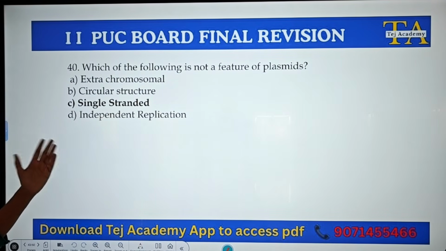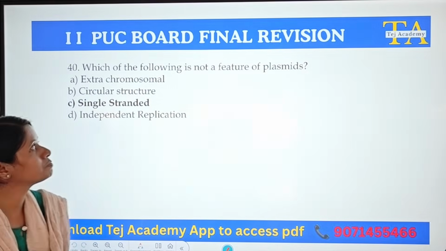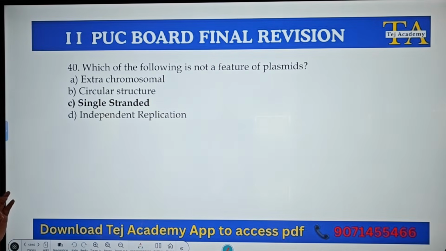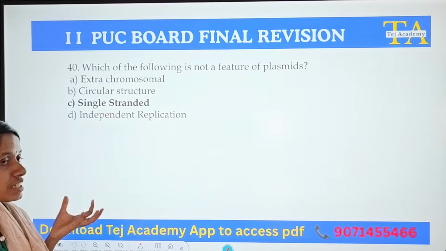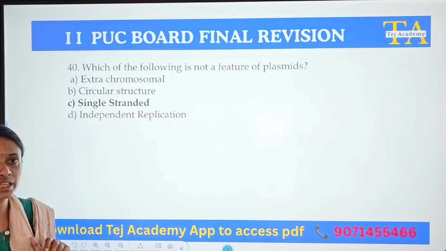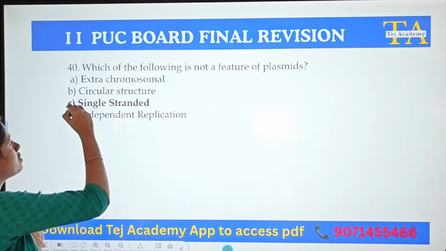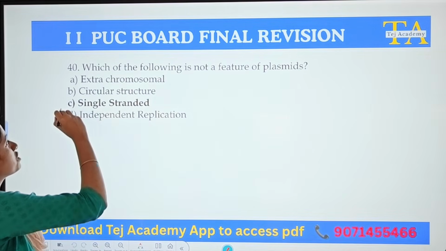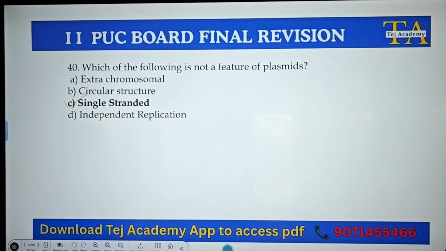The next question, which of the following is not a feature of plasmid? First of all, we have to know that plasmids are extrachromosomal, circular, double-stranded structures that can self-replicate, or they have independent replication. That means they are not single-stranded. So this is the option that is not a feature of plasmid.